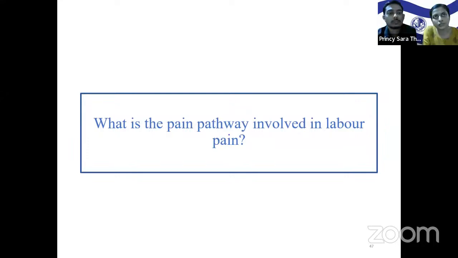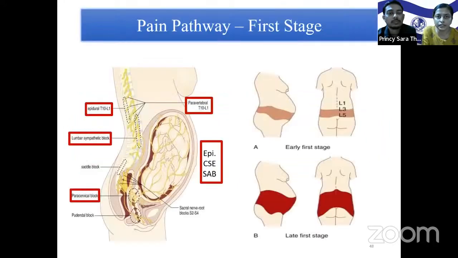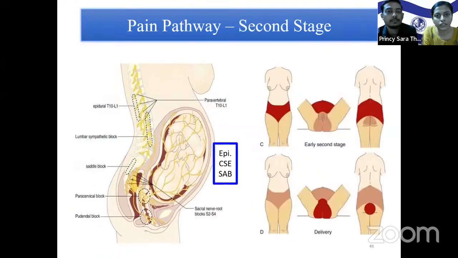In the early first stage, labor pain is a dull, aching, visceral pain, mainly due to the contraction of the uterus and cervical dilatation. This is mainly transmitted by the A delta and C fibers to the T10 and L1 level. The pain becomes more severe in the late first stage, and in the second stage, there is additional somatic pain during the perineal stretch by the presenting part. Here, the pain is carried by the S2 to S4 spinal nerves. The late first stage and second stage are more painful. So, during this period, we have to block from T10 to S4 level.